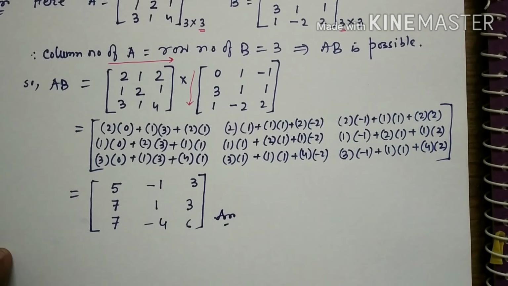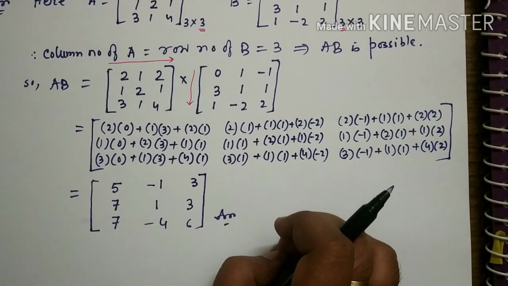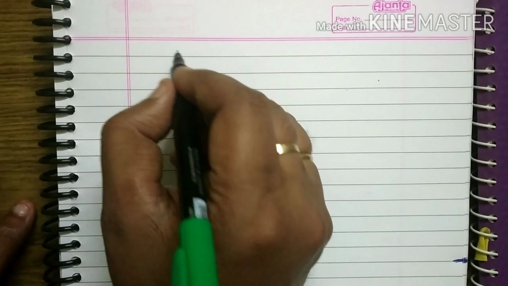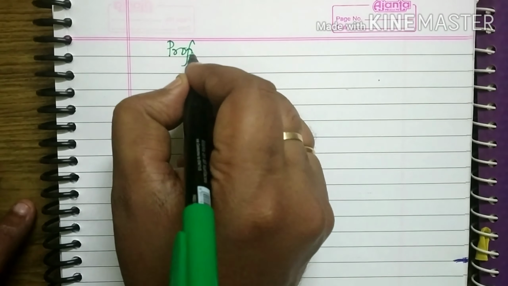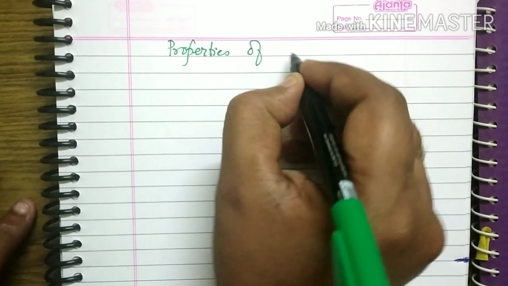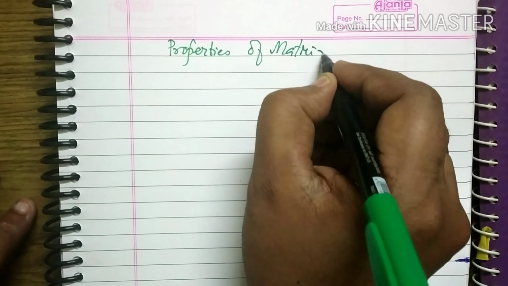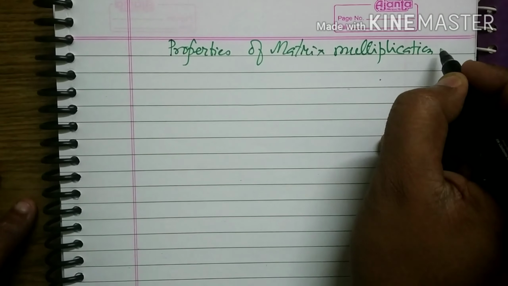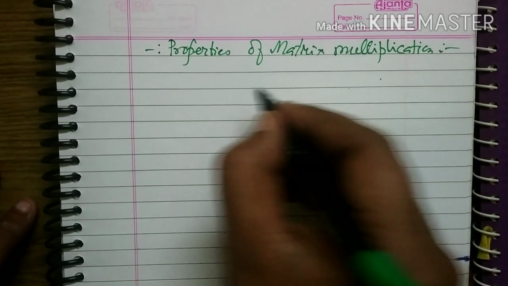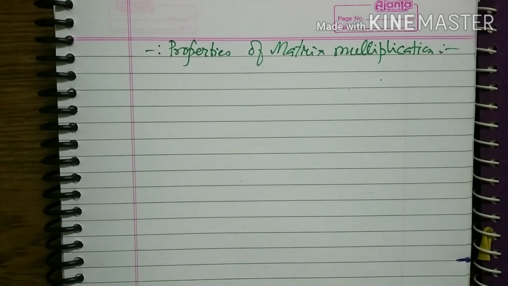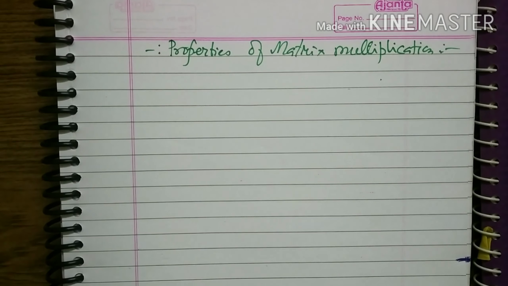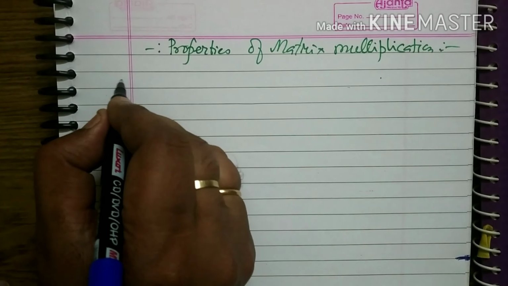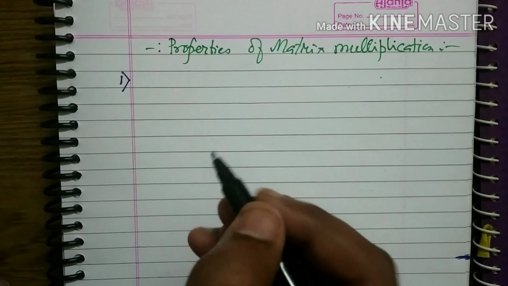Okay, now I am going to discuss some properties based on matrix multiplication. Properties of matrix multiplication are also important. Okay. Property number 1.